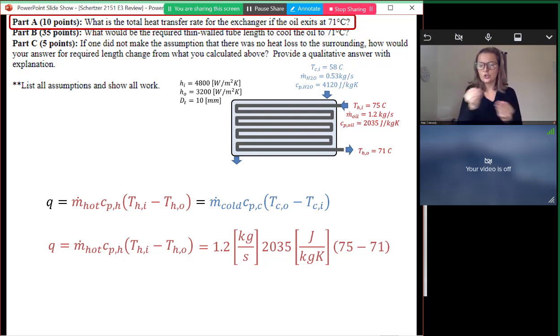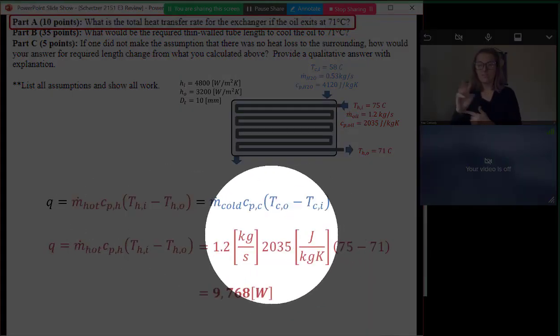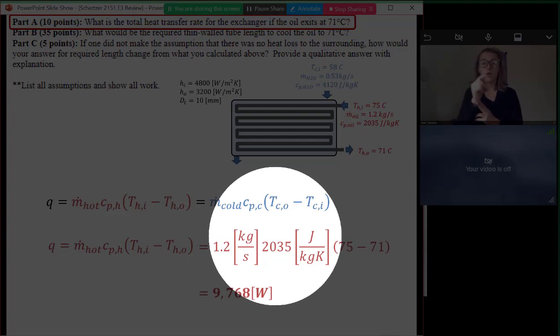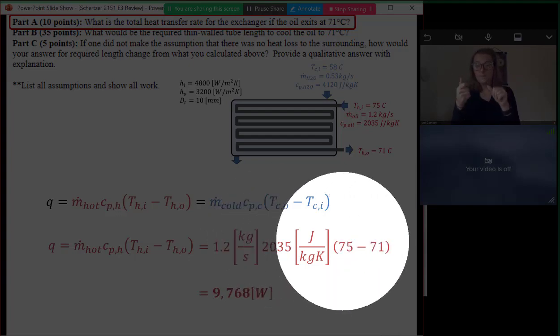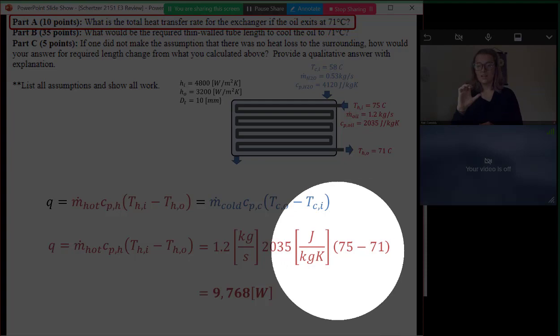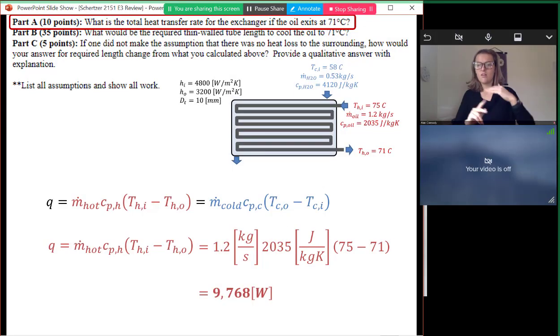I've got to check the units, right? And I get that this is 9,768 watts. Here, when I'm looking at the units, the kilograms cancel out. I get joules per second times Kelvin in the denominator. And this delta T in Celsius is the same as the delta T in Kelvin, so that cancels out too. So I get joules per second, which is watts.